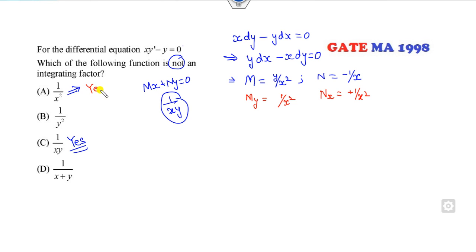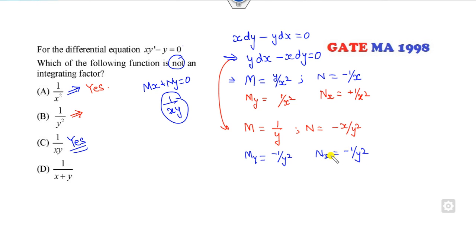So yes, this is also the integrating factor. I can pick about here from this. Then your M will be 1 over y, N will be minus x over y square. What is the partial derivative of M with respect to y? Minus 1 over y square. Partial derivative of N with respect to x is, so again both are same. Yes, this is also the integrating factor. So this is the only one which is not the integrating factor.